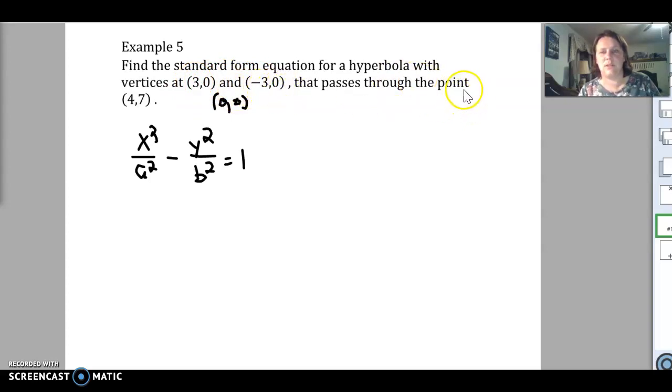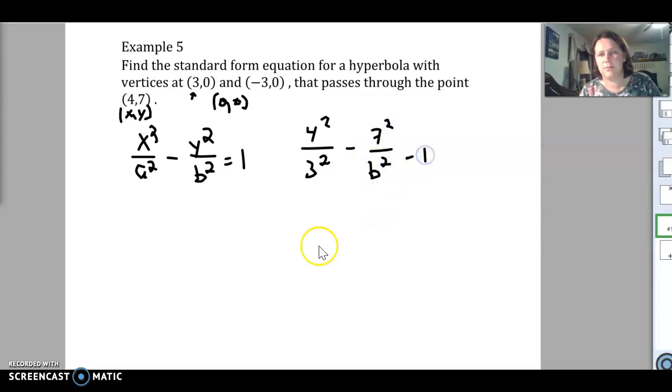And this also gives us that it passes through the point 4, 7. Well, that is an xy point. So we also know a is equal to 3. Okay, so let's write out everything that we know. We know that a equals 3, we know x equals 4, and we know y equals 7. That's going to give us all of this information. Then all we're going to have to do is solve for b squared. So we have 4 squared over 3 squared minus 7 squared over b squared equals 1.